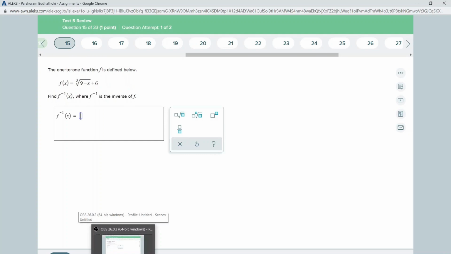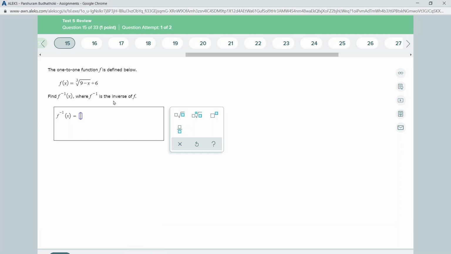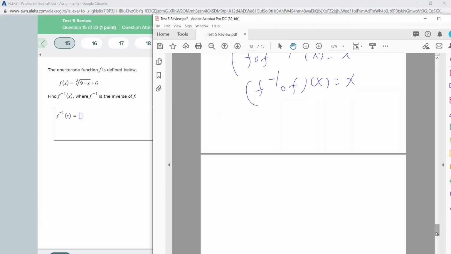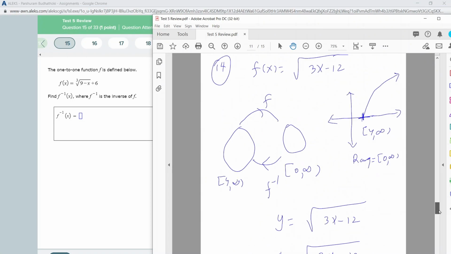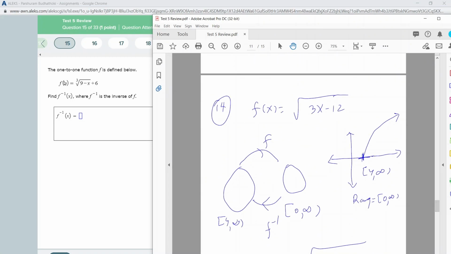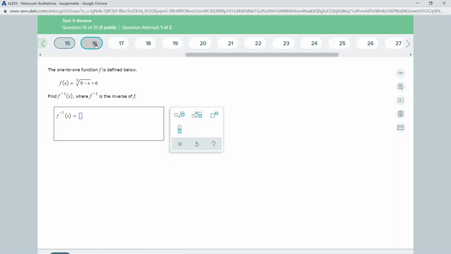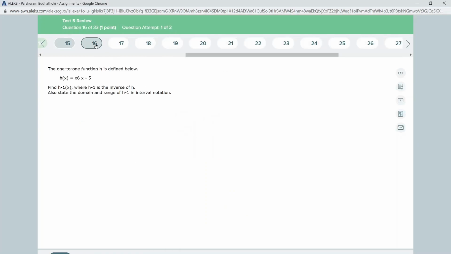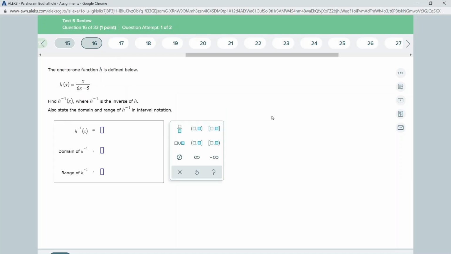Problem 15. One more time, this is an inverse problem. You can do exactly the same thing the way we did in the previous problem for finding the inverse. Just write it down in terms of x and y. Just replace f of x by y, switch x and y, and solve for y. That will be the inverse. I'm not going to do the same problem. So let's go to problem 16.